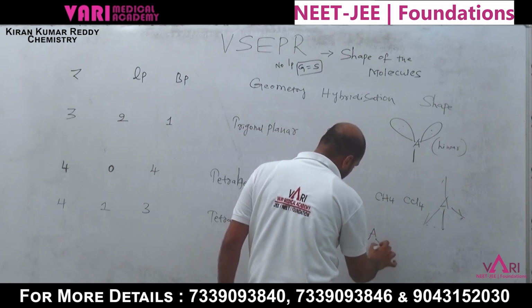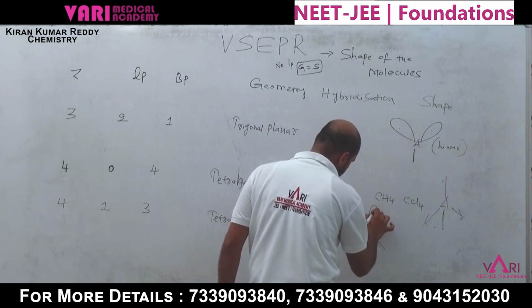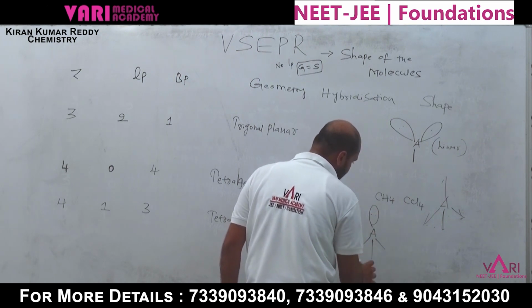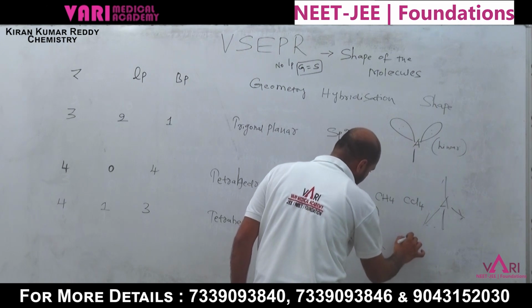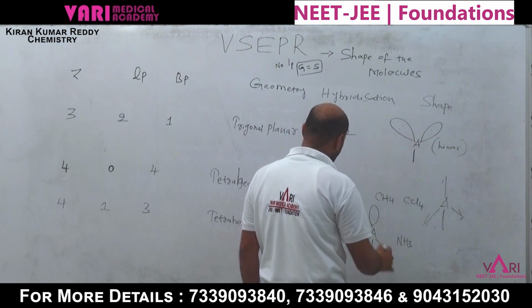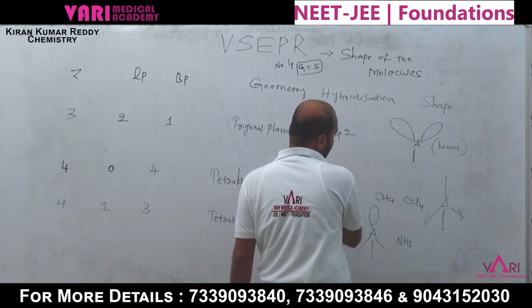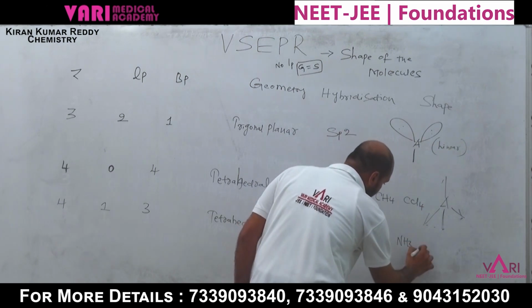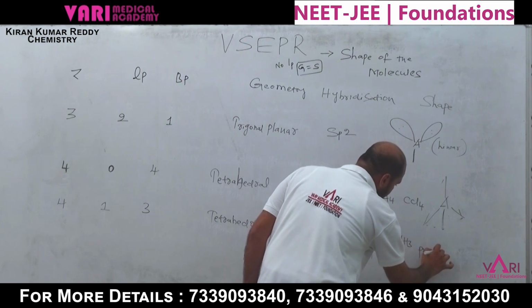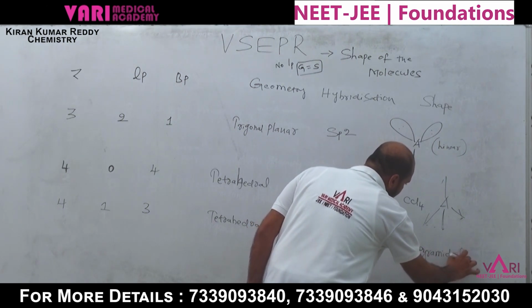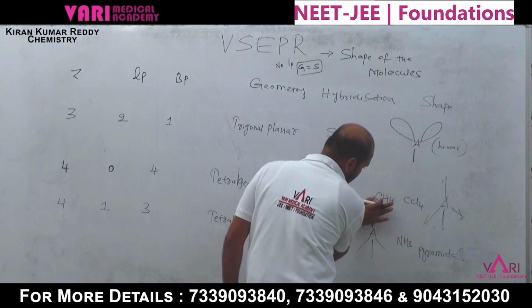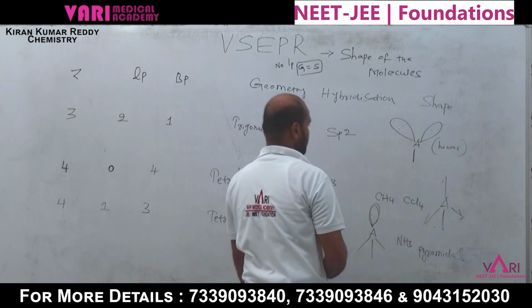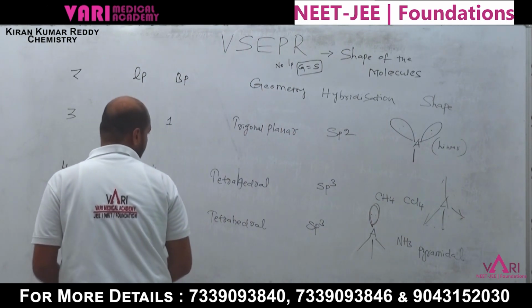Okay, if I am taking methane, how many bond pairs are there? 3 bond pairs, 1, 2, 3, and 1 lone pair is present. What is the structure, the shape of the molecule? The geometry is tetrahedral, but here the shape is pyramidal. If you remove this one, it will show a pyramidal shape.